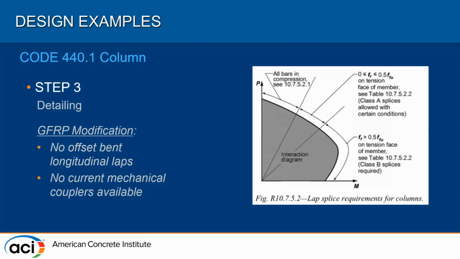Another thing to be aware of is there's no current mechanical couplers. I get this question all the time. Can I splice these bars with a mechanical coupler? They're not steel. Everything on the market, all your Lenton products, don't work because they're designed for steel. So just be aware that some of your typical splice details are not going to work. So you need to do more lap splicing and just be aware that heavy loaded columns with a lot of rebar might be problematic.